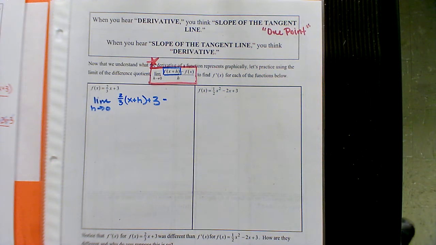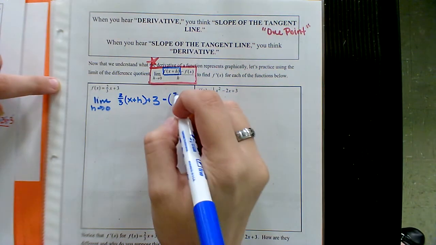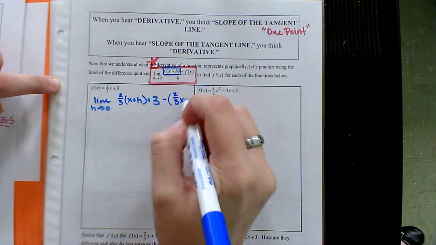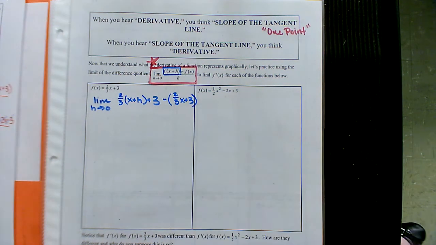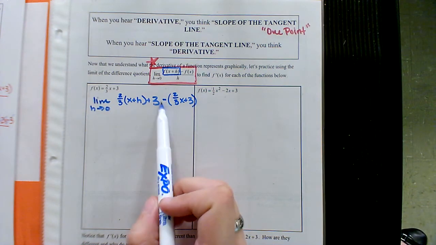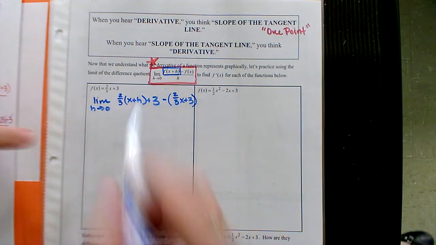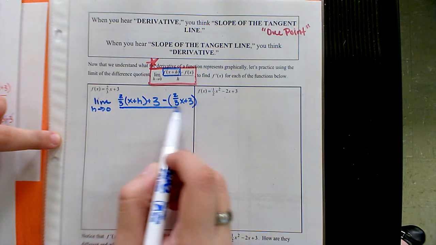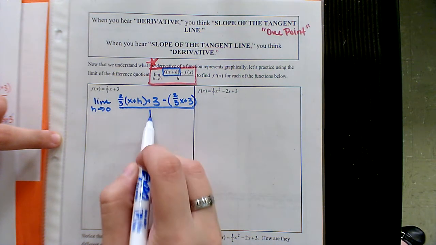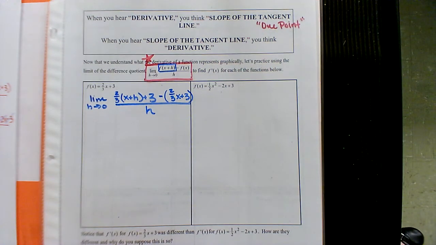The original equation that you're starting with. Yep, so we're going to subtract the 2/3 x plus 3. Make sure you put that in parentheses, because if you're subtracting f of x, you're subtracting the entire function, every little piece. So that means we'd have to distribute that negative through eventually. And if we continue with the way this derivative limit looks, this is all over h.